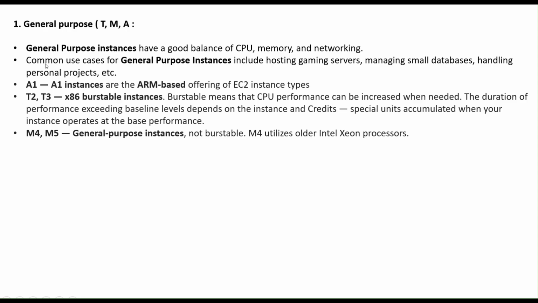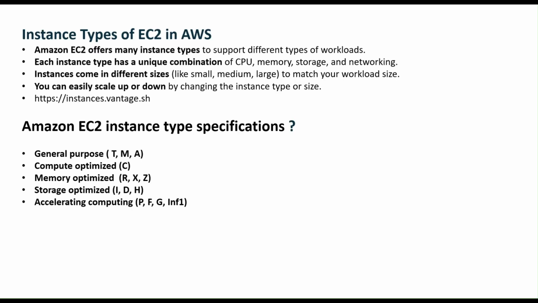For common uses, the general purpose instances include hosting gaming servers, managing small databases, handling projects. So for common purposes, general purpose instances are familiar. If the interviewer asks what instance type specifications are available in AWS, you have to answer like this: general purpose instances, compute optimized, memory optimized, storage optimized, and accelerated computing. So these are the 5 types of instance type specifications available in AWS cloud.